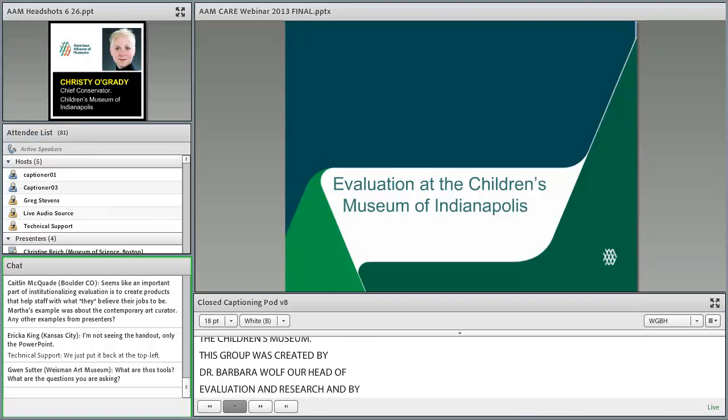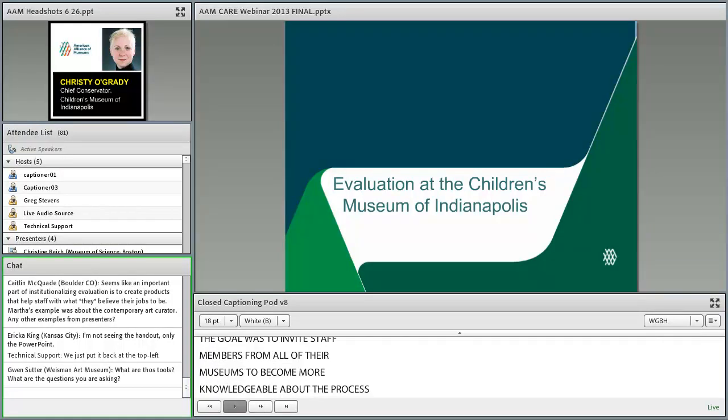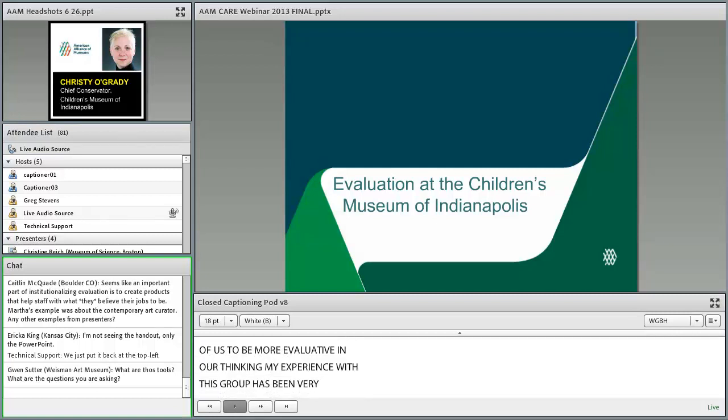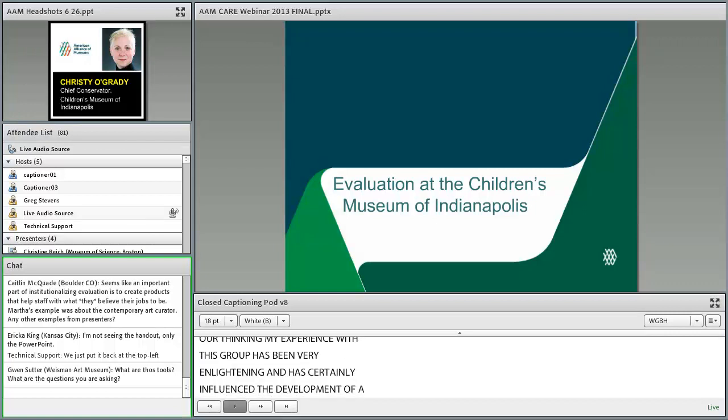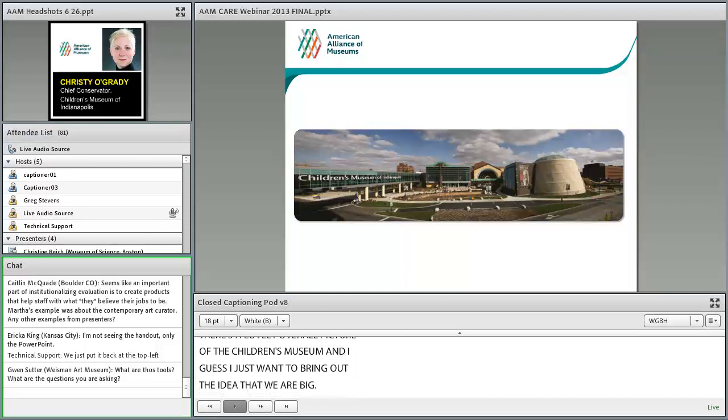But a couple of years ago, I was invited to be part of the research and evaluation group here at the Children's Museum. This group was created by Dr. Barbara Wolf, our head of evaluation and research, and by Dr. Ely Wood from IUPUI and our public scholar of museums, family, and learning. The goal was to invite staff members from all over the museum to become more knowledgeable about the process of evaluation and hopefully more creative about its possible applications. As many people have alluded to, this whole idea is getting all of us to be more evaluative in our thinking. My experience with this group has been very enlightening and has certainly influenced the development of a new evaluation project that's meant to fine-tune both the composition and the use of our collection.